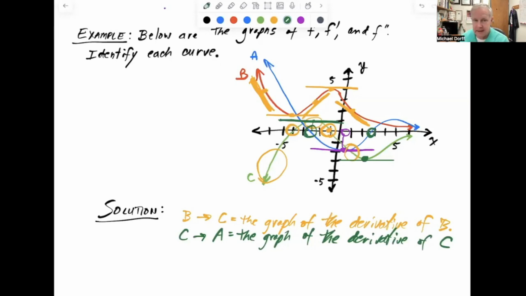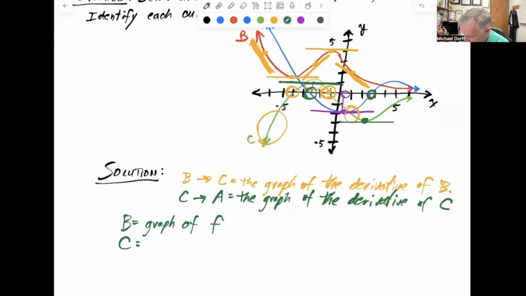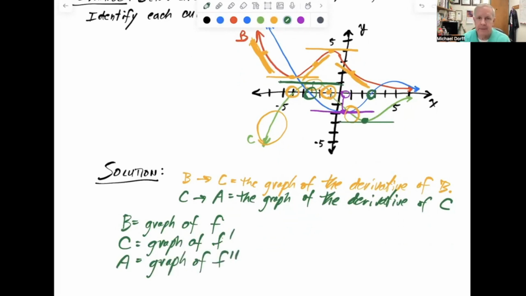So given that data here, I would say then that B equals the graph of F, C equals the graph of F prime, and A equals the graph of the derivative of F prime, which is F double prime. And that's my answer.